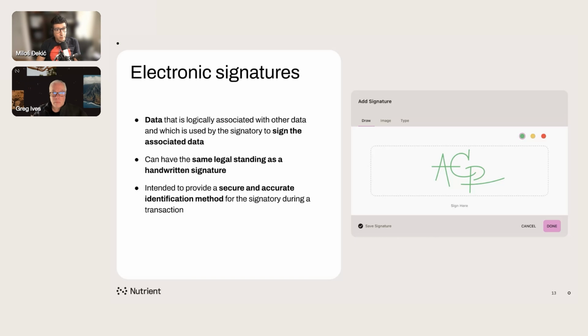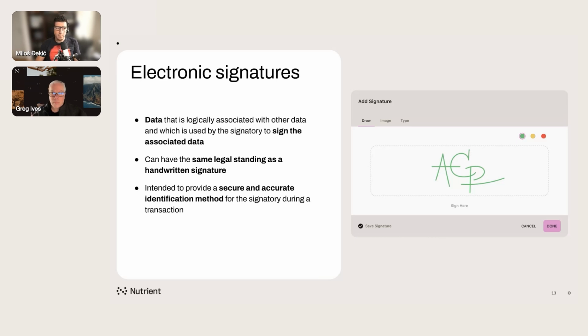The complexity around signing, and this is where this question of differences between electronic and digital signatures comes from, is when you realize there's a plethora of different types of signatures, there's differences in regulations, country to country, etc.